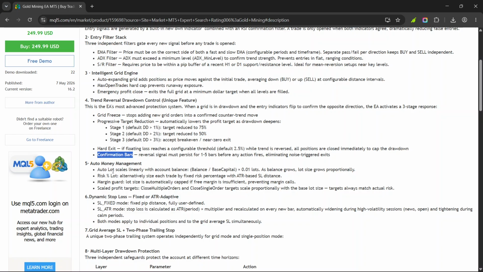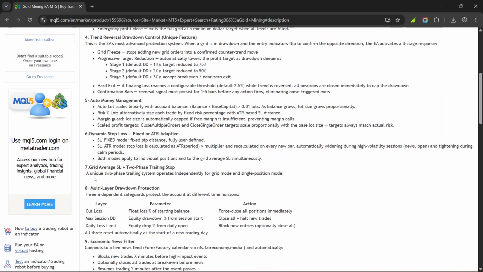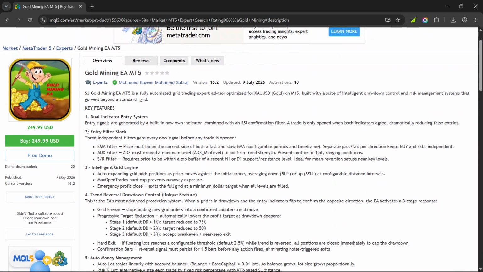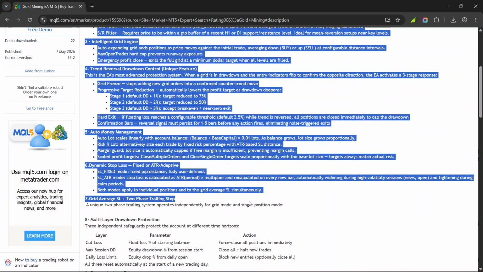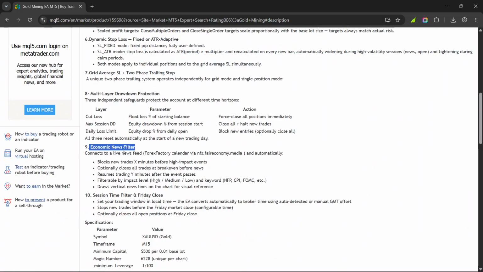You've got auto money management that scales lots with your balance, risk percent options, margin guards, dynamic stop loss that can be fixed, pip or ATR adaptive, grid average stop loss, and a two-phase trailing stop. Now you can go through the description and key features for proper understanding and how to apply them while you are trading. They also feature an economic news filter that connects to a live news feed.